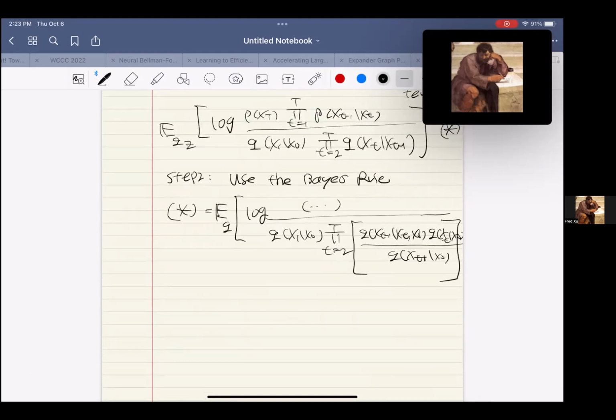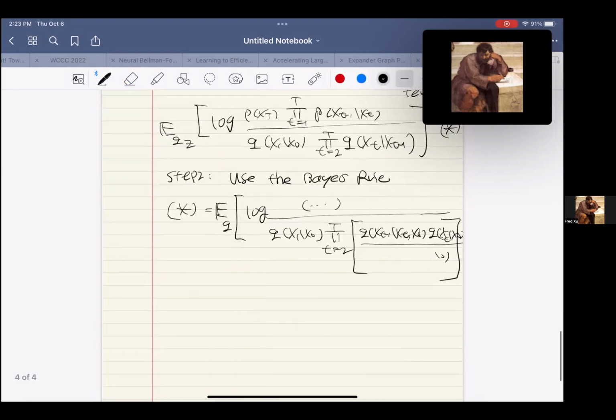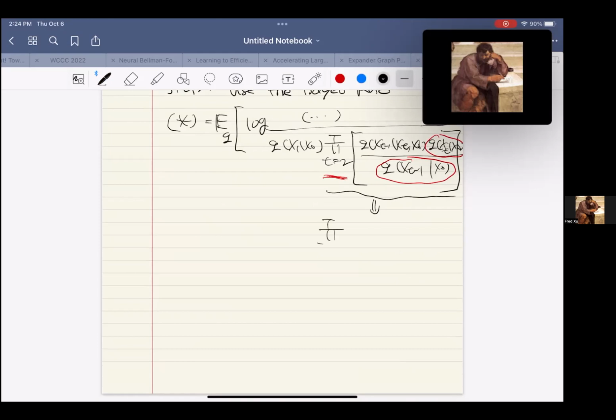If we look at this term here, we can see something very interesting going on. Because there is a product here, and this term is always ahead of this term by one. If t equals 2, at the bottom we have q of x1 given x0, and at the top we have x2 given x0. And if t becomes 3, at the bottom we have q of x2 given x0. So they always lag each other, and because it's a product, they cancel each other out. So the first term doesn't change. It's the same thing.